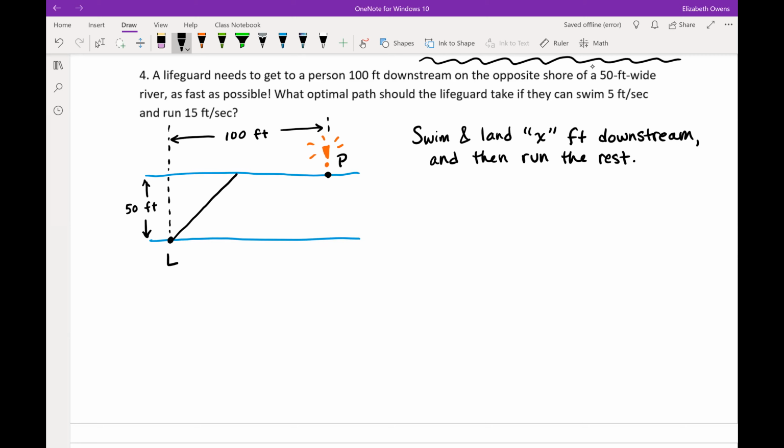That's the case I'm going to label to help us see it a little clearer. So this is going to be X feet downstream. And then the remaining distance between the landing point and the person would be the rest of that 100-foot distance along that side of the river. So this is going to be 100 minus X. The running portion is going to be 100 minus X feet.